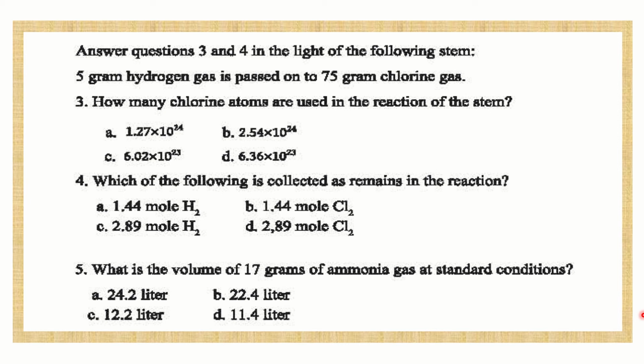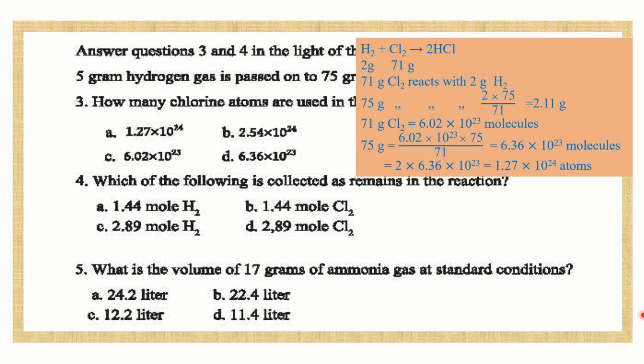But if we see that 5 gram hydrogen is fully used in this reaction and some chlorine gas remains in the reaction, then 75 gram chlorine will not be fully used. Some chlorine will remain. In that case we will find out how much chlorine gas is used to react with 5 gram hydrogen, and we will find out the number of atoms present in that amount of chlorine gas. So here, look at the math.